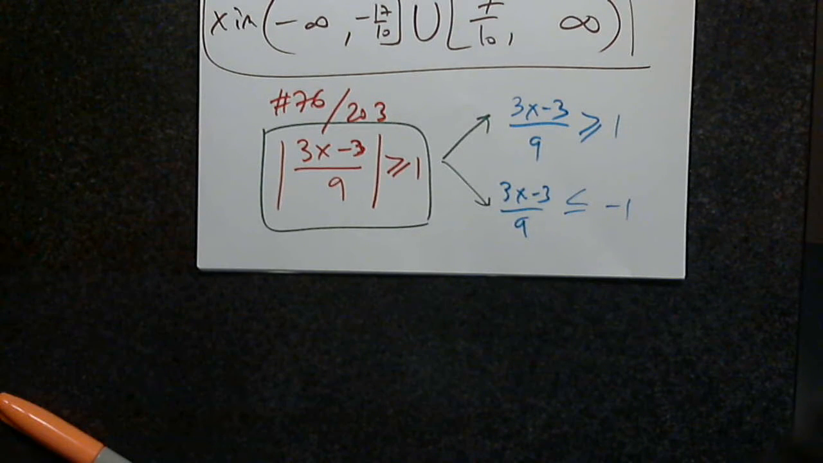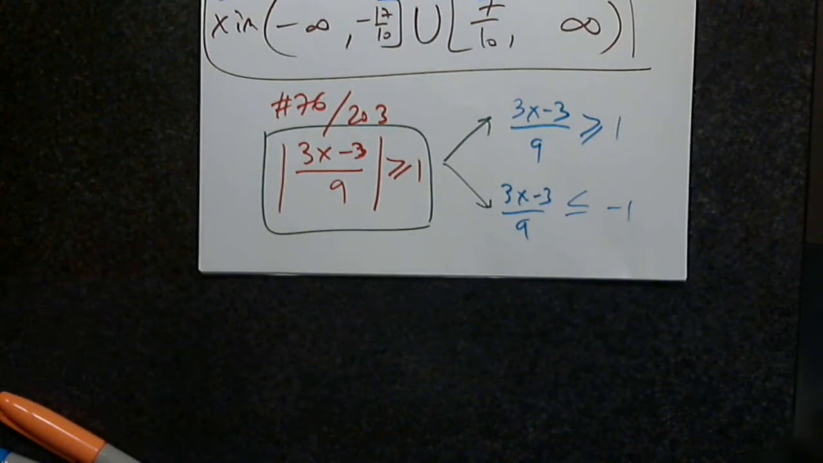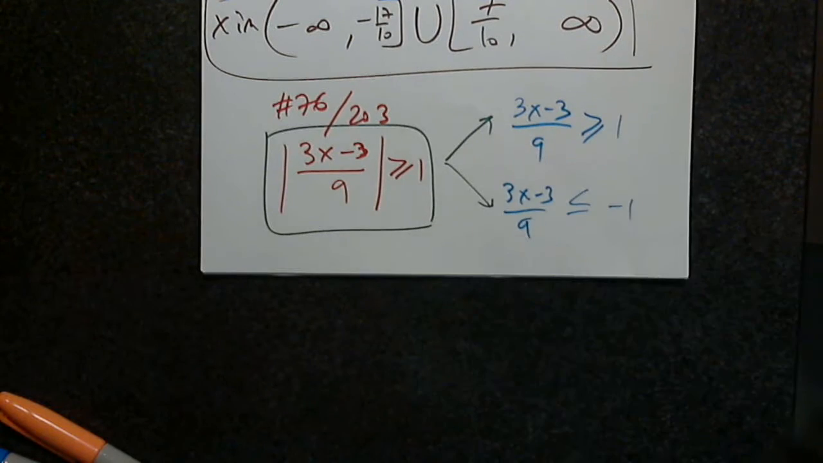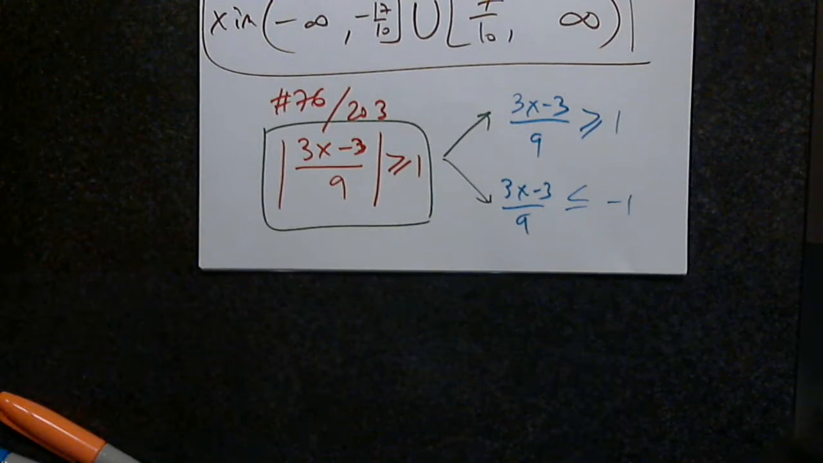Is that clear? Could you say that again? So if this were less than or equal to 1, I would have written negative 1 to 1. But it's greater than or equal to 1, so I have to write to the left of negative 1, union to the right of 1. It's the outside. This is greater than or equal to 1. This is less than or equal to negative 1. Nothing in between.